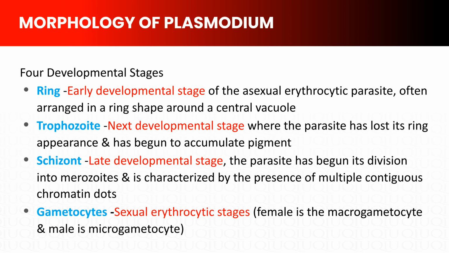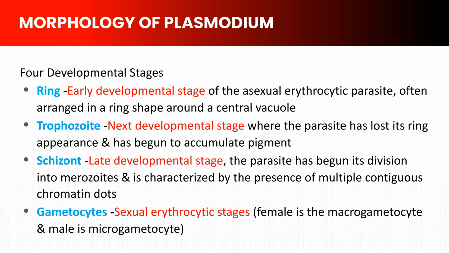Let me elaborate on the 4 key developmental stages. The ring stage is the early asexual erythrocytic parasite, often arranged in a ring shape around a central vacuole. This is what you'll most commonly see in blood smears. The trophozoite is the next stage, where the parasite loses its ring appearance and begins to accumulate hemozoin pigment from digested hemoglobin. The schizont is the late developmental stage, where the parasite divides into multiple merozoites, characterized by the presence of multiple contiguous chromatin dots. This looks like a cell packed with nuclei.